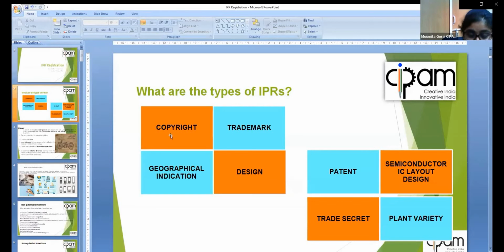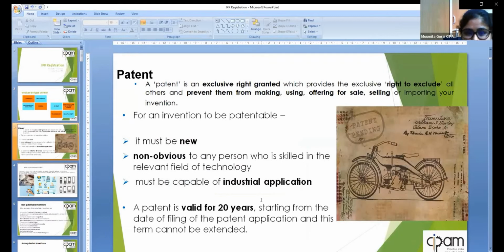As Sir has already highlighted all things, but once again I will throw some light on this. So what are the different types of IPRs? That's copyright, trademark, geographical indication, design, patent, trade secrets, semiconductor, plant varieties. So a patent is an exclusive right, a monopoly right, excluding others from using, selling, offering for sale, making somebody's innovation.